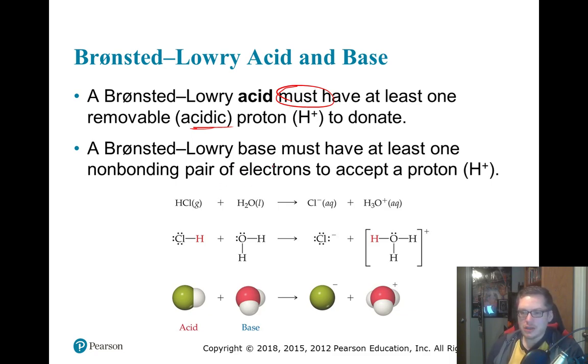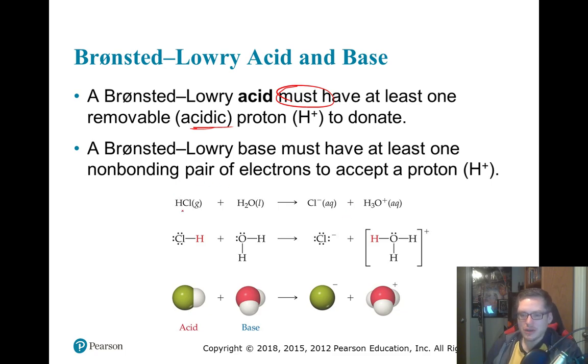And then a Bronsted-Lowry base must have at least one non-bonding pair of electrons to accept that proton. If I show up with that couch and Goodwill doesn't have a spot to put a couch, then they can't act like the acceptor. They can't be my base to my couch.